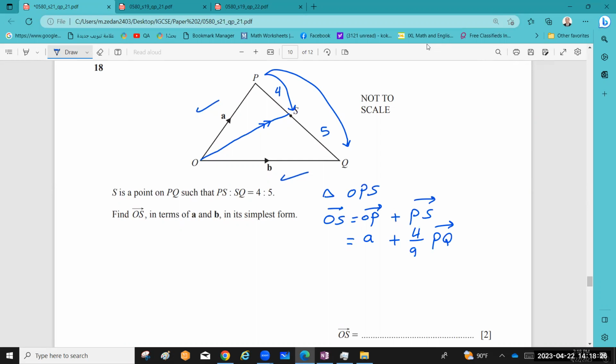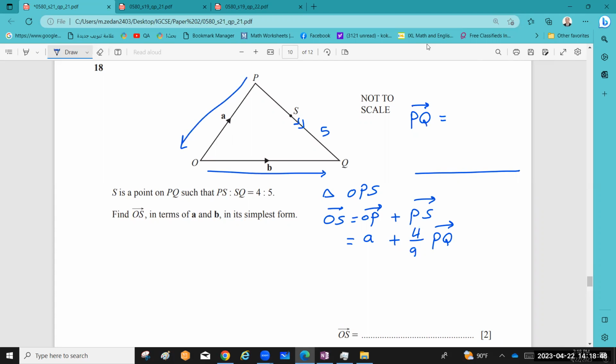Why do I select this way? Because the vector PQ inside of the question can be written in this form. Look, as you see here, the vector PQ, this vector, is simply PO plus OQ. The vector PQ is PO, which is negative A, plus OQ, which is B. Okay? So come back to my original solution for OS.